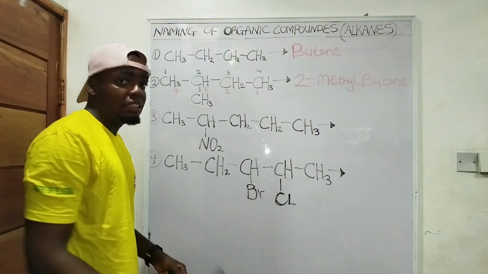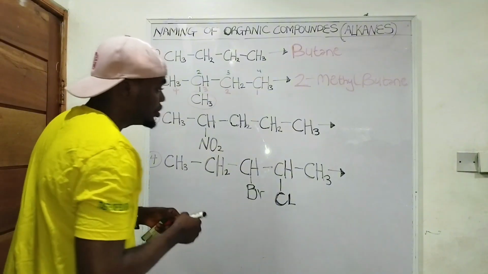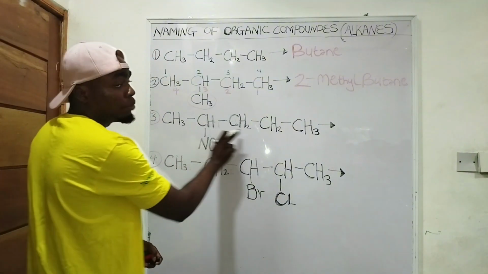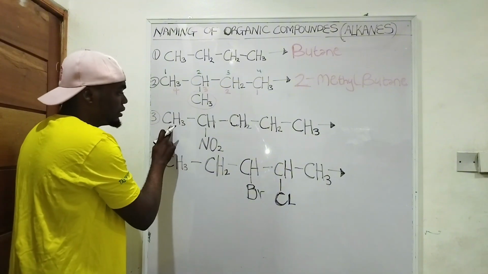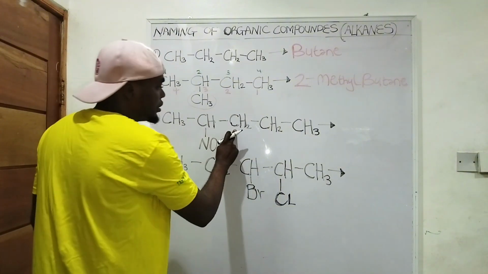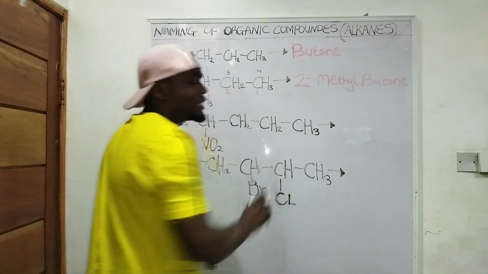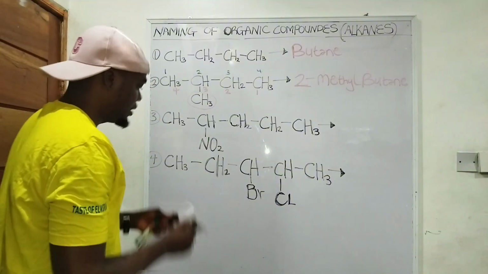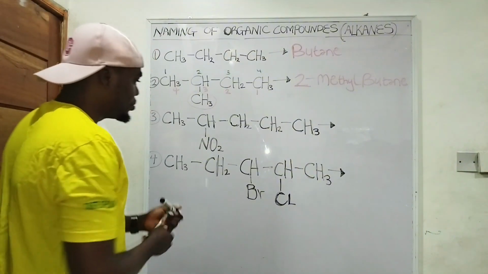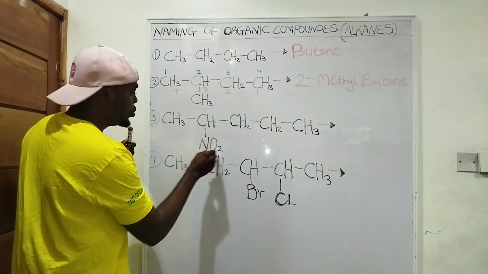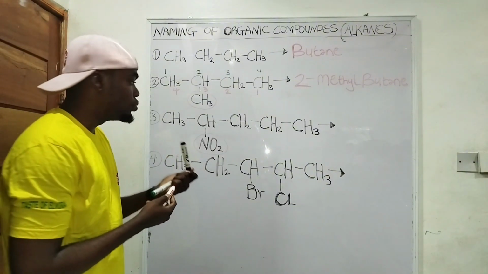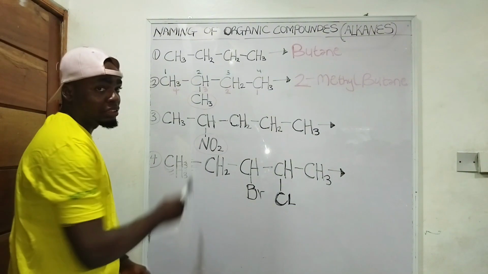Now let's look at number 3. Like I stated earlier in the first rule, once you are given a structure, the first thing you need to do is locate the longest carbon to carbon chain. So now let's locate the longest carbon to carbon chain. We have 1, 2, 3, 4, 5. That is our longest carbon to carbon chain. Now we have another substituent, and the substituent here is NO2.